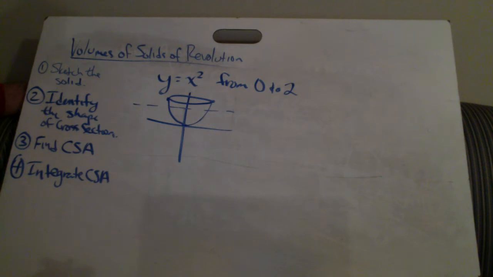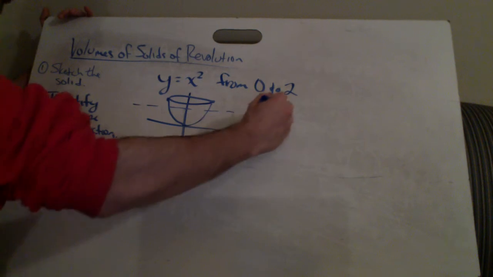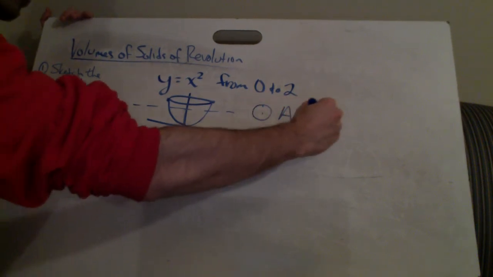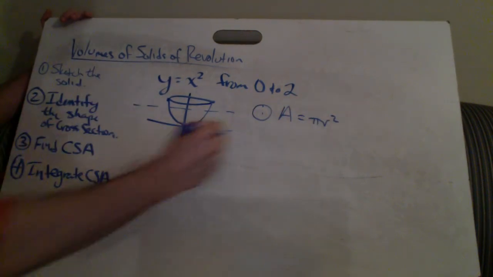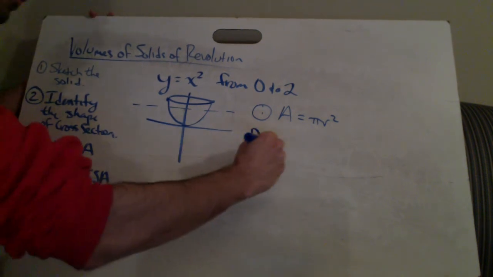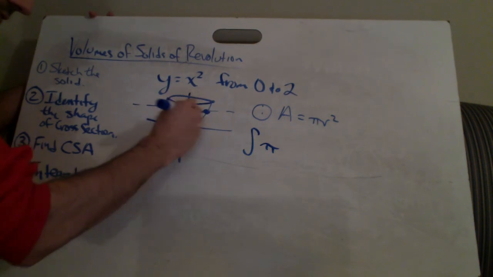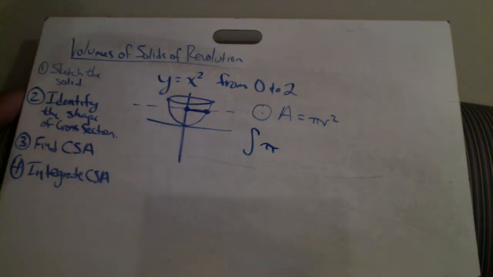So this is what I'm going to do. I'm going to make my cross-sections circles, because circles are awesome. And so to do that, I'm going to slice perpendicular to the y-axis. So my cross-section is a circle. The area is still pi r squared. I'm going to take my integral. I want to think about, okay, what's the radius of this random circle here, somewhere in the middle?